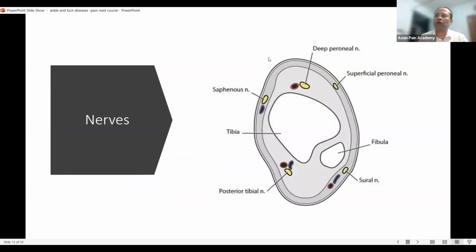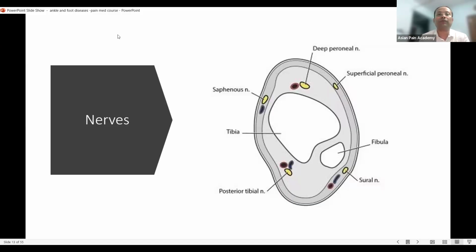So just to tell you what are the nerves that are there around the tendons. We have already read that on the medial side there is the posterior tibial nerve, but along with that there is another nerve, that is the saphenous nerve. So posterior tibial nerve and saphenous nerve are on the medial side. What is on the lateral side? What nerves are there? There is the superficial peroneal nerve and sural nerve.